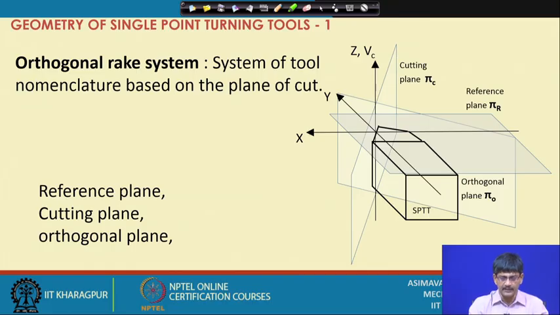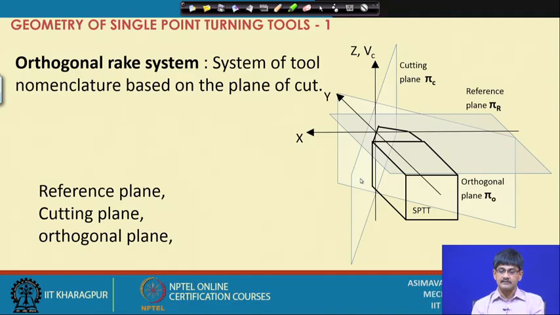What is it? It basically defines a coordinate system where the planes are defined with relation to the cutting edge. In what way? Here we have something called the cutting plane. What is the cutting plane? The cutting plane contains the cutting edge and also the velocity vector. Velocity vector of cut is here, and therefore, this is the cutting plane.